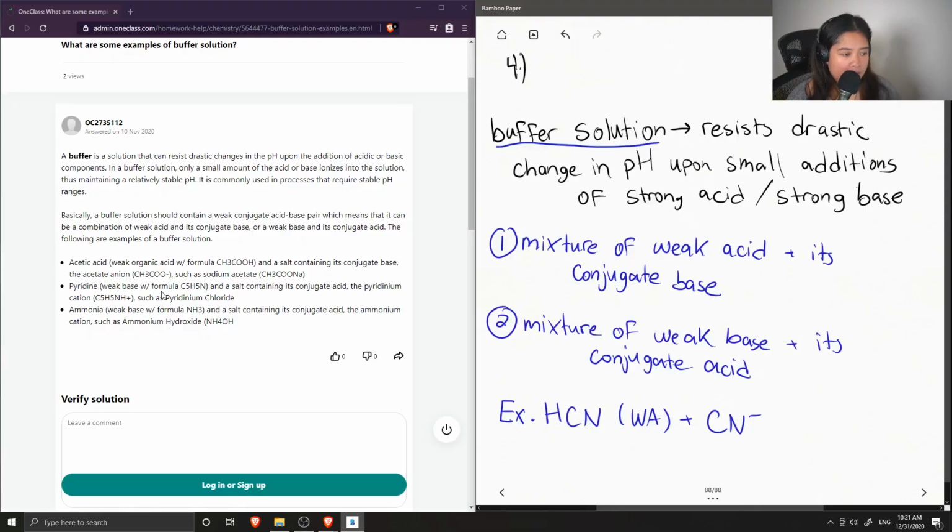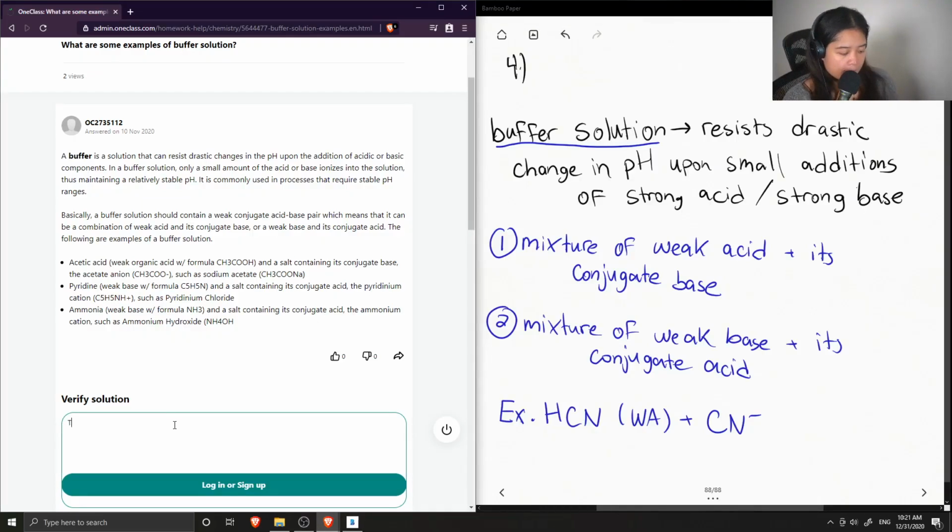Pyridine is a weak base, and a salt containing its conjugate acid, the pyridinium cation, such as pyridinium chloride. Or lastly, you could have ammonia, which is a weak base with formula NH3, and a salt containing its conjugate acid, the ammonium cation, such as ammonium hydroxide. Yep, so this solution is correct.